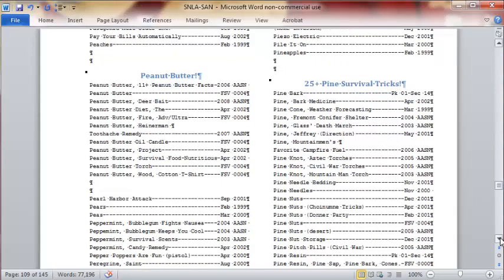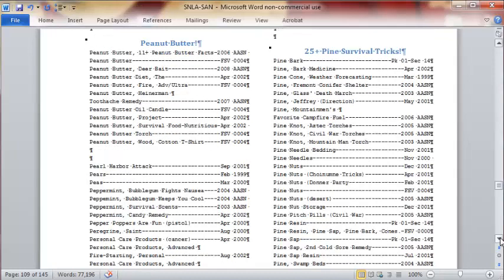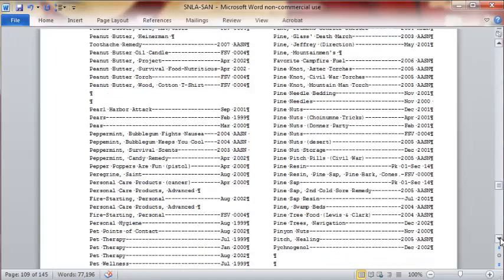That peanut butter is a meal in itself. They use peanut butter shipped overseas, if you don't know it, to folks that are malnourished, and they add a little supplement there because the kids have problems with their eyes, with going blind. But anyway, peanut butter is a meal in itself. 25 Pine survival tricks.